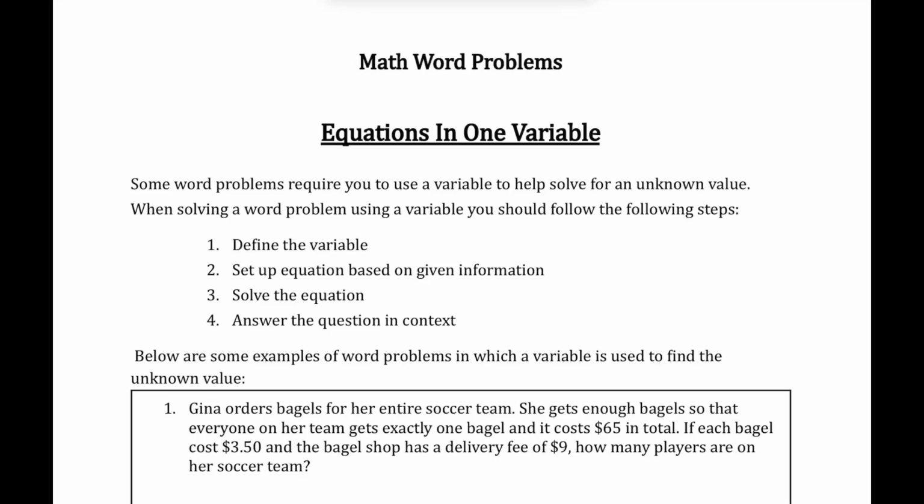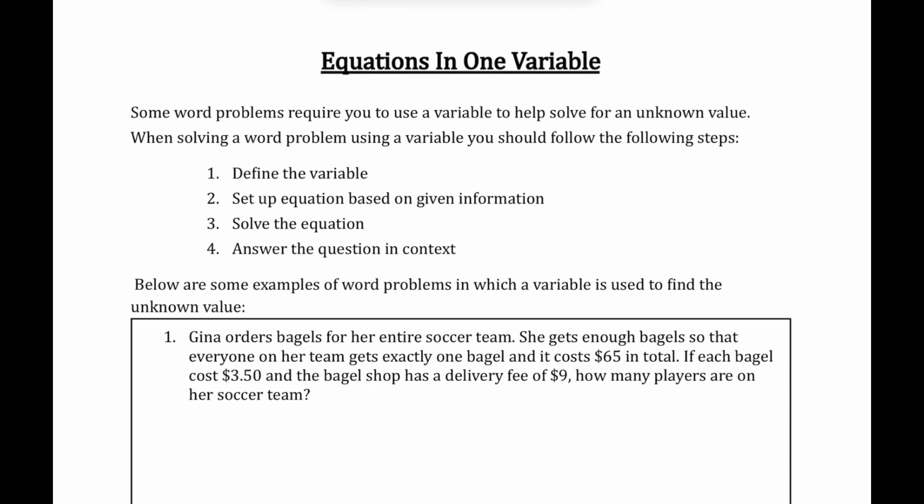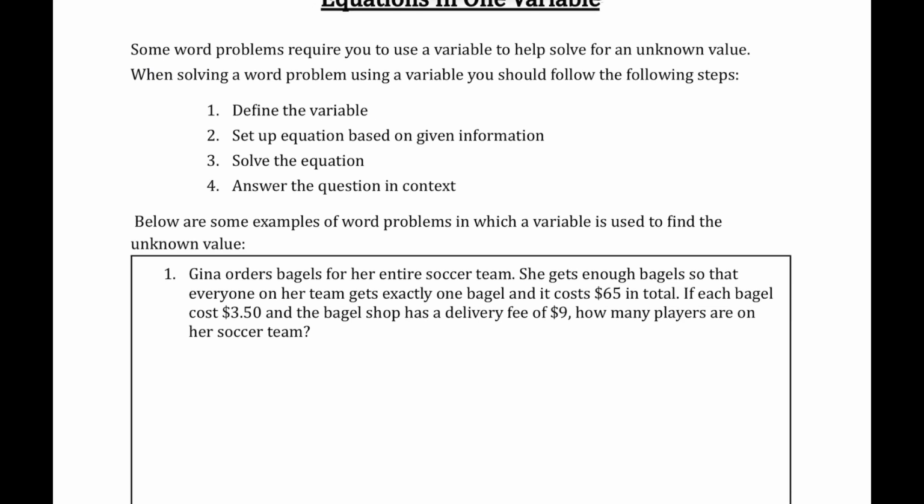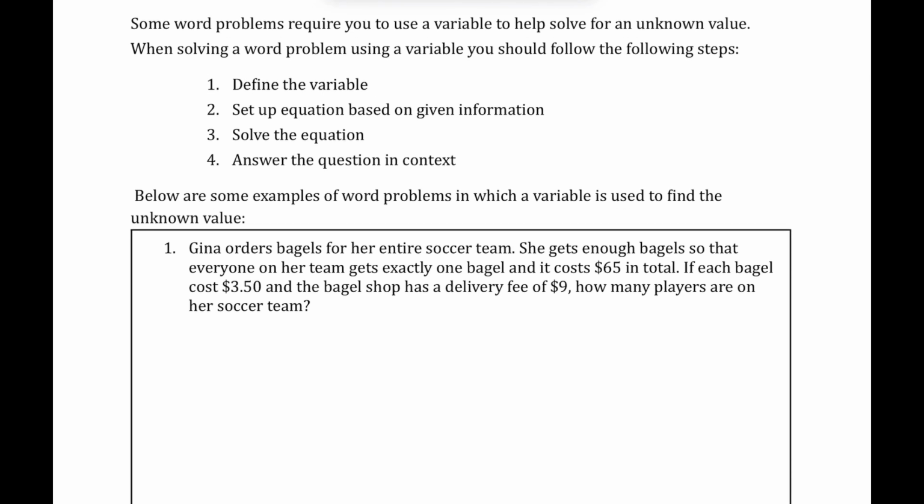In this video, we're going to be discussing word problems where we can set up an equation using a variable to help us solve. So we have 4 steps we're going to follow to help us do this. The first step is to define the variable. The variable is the letter that is representing the unknown value. Next thing we're going to do is set up an equation based on the given information and using our variable that we defined. Next, we're going to solve the equation, and then we'll be able to answer the question in context. Let's take a look at a couple examples.